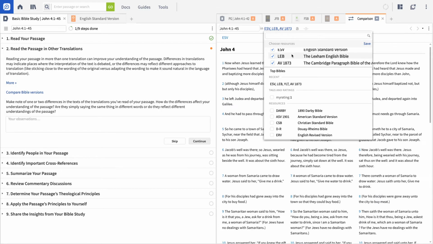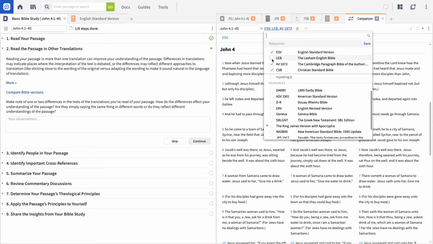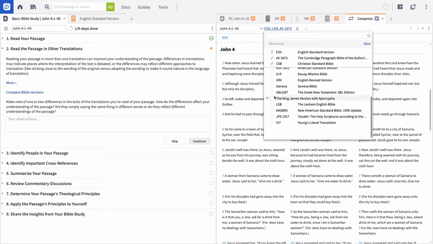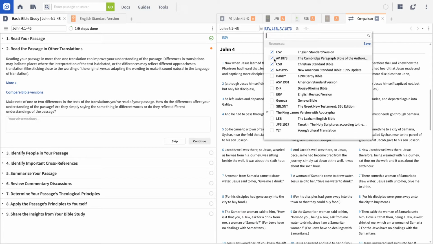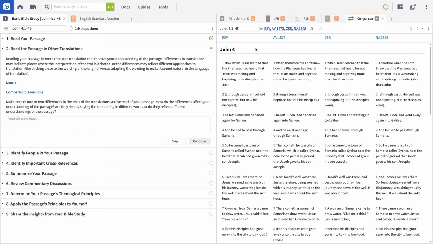So, wait, what? Why don't I have, here we go, CSB. Yeah, NASB for sure. Should I include the KJV? I'm just gonna leave the KJV out for this one. Okay, here we go. Now let's compare.